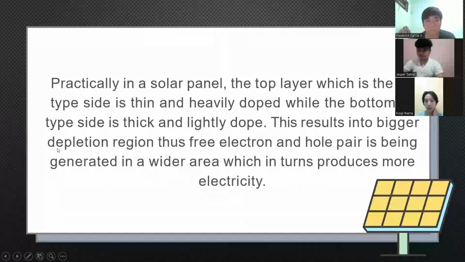So practically in a solar panel, the top layer, which is the n-type side, is thin and heavily doped, while the bottom p-type side is thick and lightly doped. So this results in a bigger depletion region, thus free electron and hole pairs are being generated in a wider area, which in turn produces more electricity.